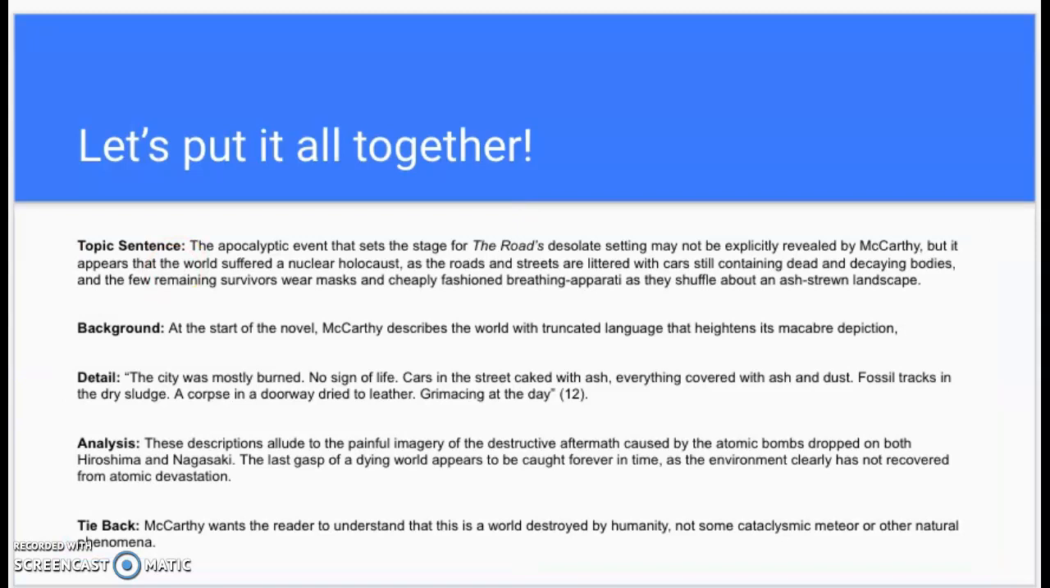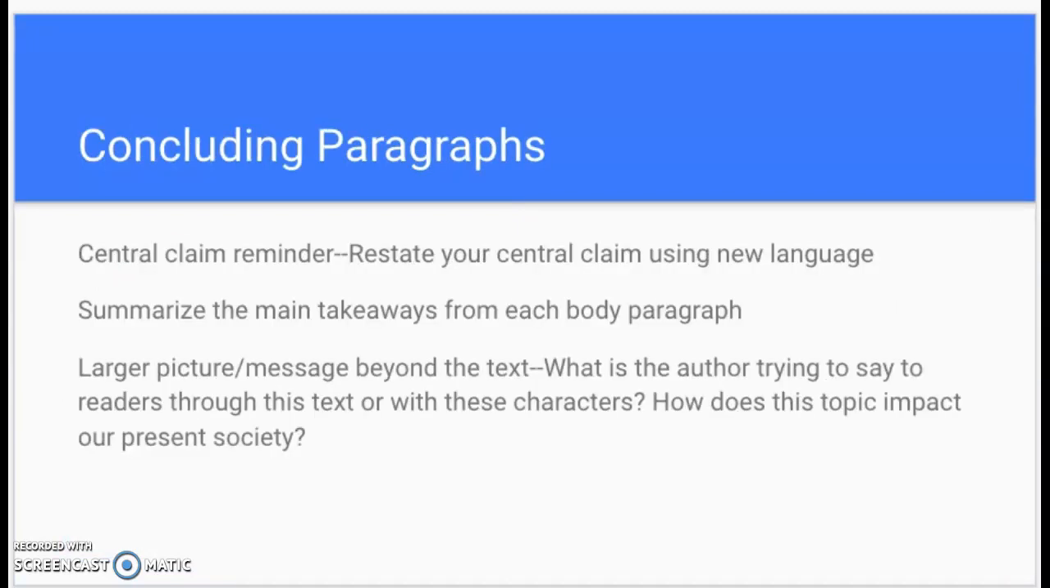Now, my final slide is about concluding paragraphs. We're not writing them yet. I really like short concluding paragraphs, so when you do get to your concluding paragraph, keep it to about three to four sentences max.